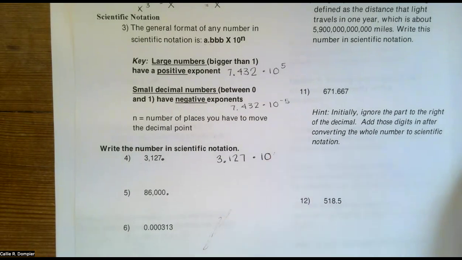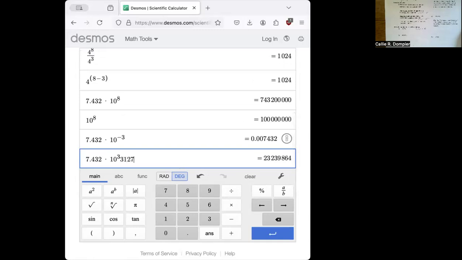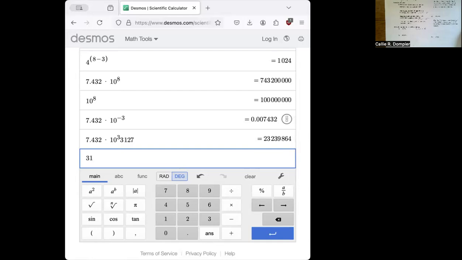You could just go to your calculator and start typing it in. Type in what you know. I know I had to put the 3 in front of the decimal and everything else behind it, and I need to multiply it by 10. Well, that's not what they gave me. They gave me the number 3,127. So the number I'm working with is 3,127.